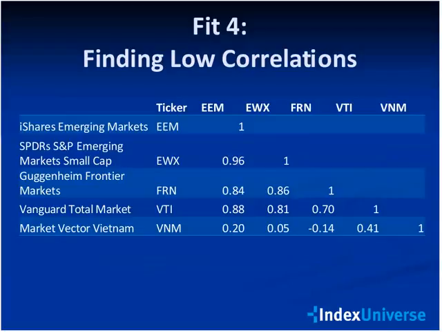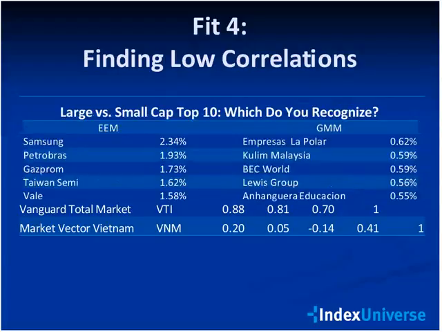One final note on correlations. There's been a lot of discussion of the rising correlation of emerging and domestic equities, and it's certainly true. If you look at this correlation matrix and read across the line for the Vanguard Total Market U.S. Fund, VTI, you can see that a broad-based emerging market ETF like EEM has a monthly correlation of 0.88. You can do slightly better by moving down the capitalization spectrum to a small cap fund like EWX, and you actually do even better if you move into frontier markets or specifically into the Vietnam fund.